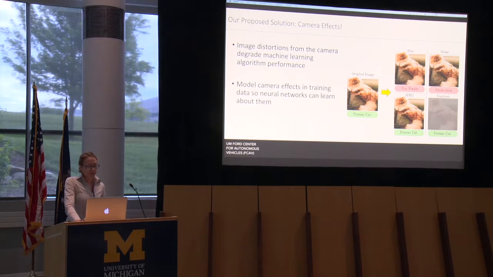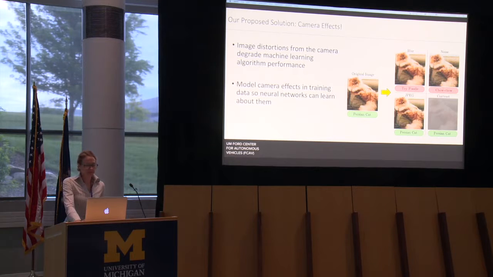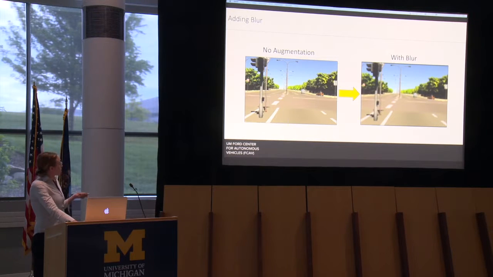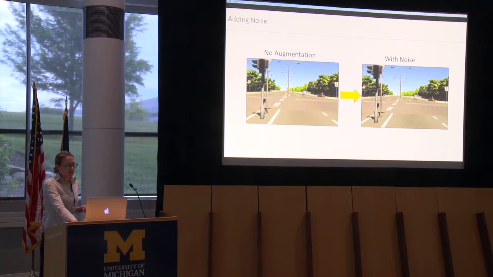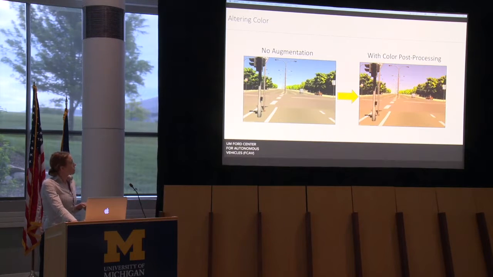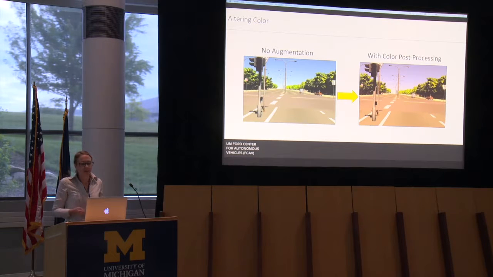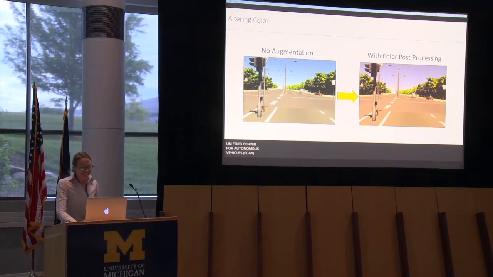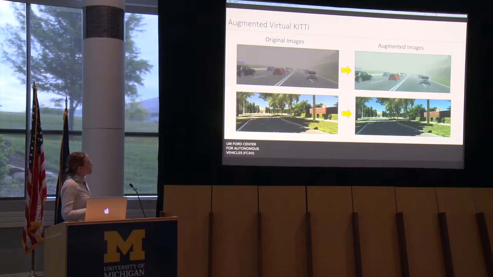So my research involves how we effectively model these camera distortions in data so neural networks can learn about them. Things that we do, as I mentioned before, are adding in blur, messing around with the exposure, adding in realistic camera noise, and manipulating the color post-processing, which basically is like applying a sepia filter in Instagram. And these are some of the output images that we get, where we've taken images from Virtual KITTI and added these effects into them.